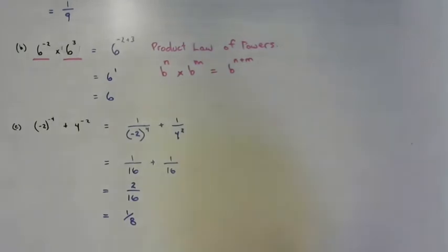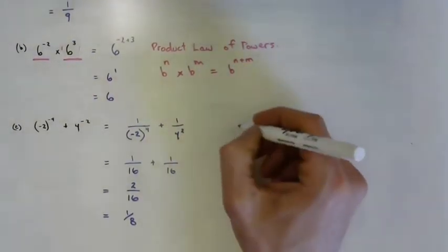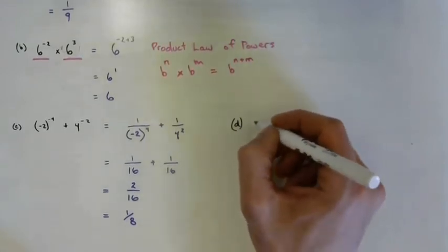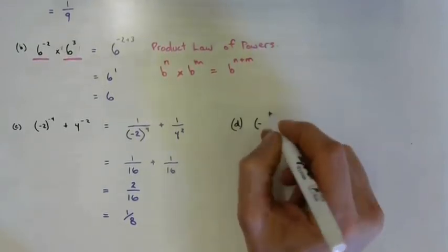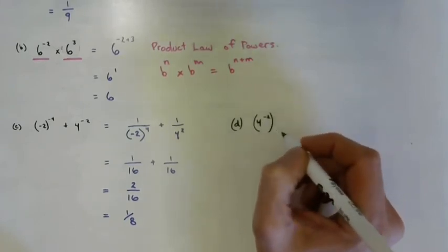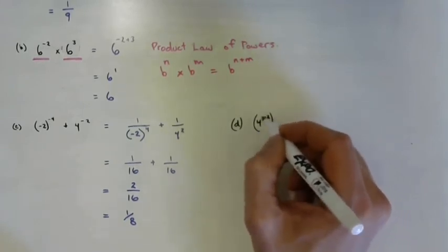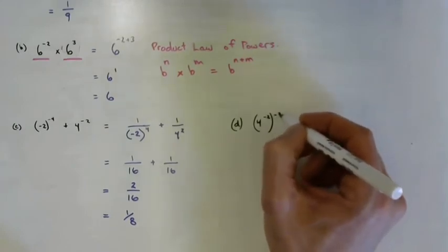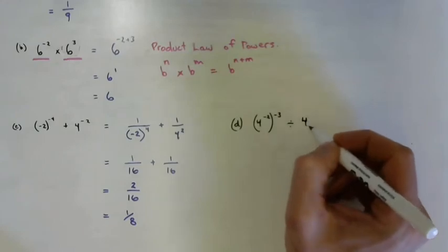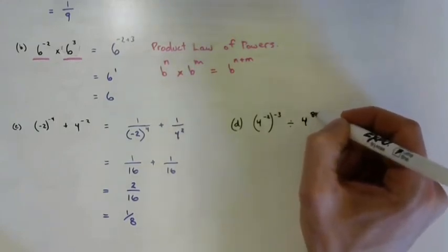And I'll just do D beside it here. If you have space, you can keep working down, your choice. D says we're going to take 4 to the power of -2. This time the exponent is in a bracket with the 4, and that whole thing is raised to the power of -3. Then we're going to divide it by 4 to the power of 8.